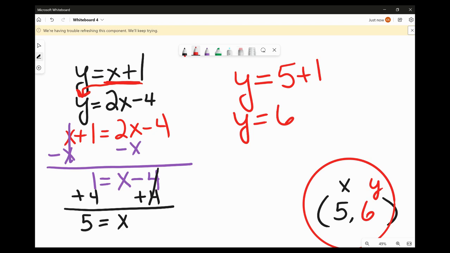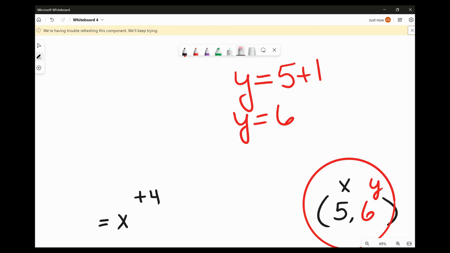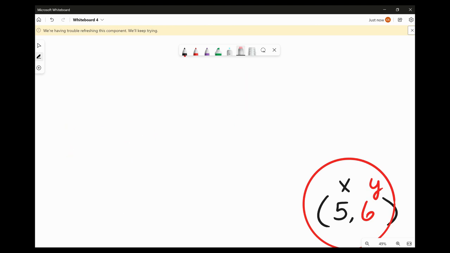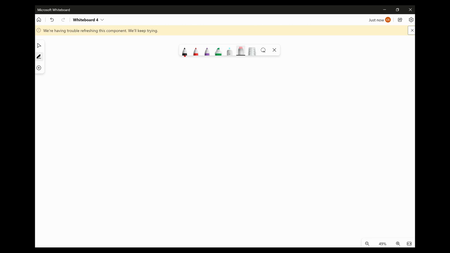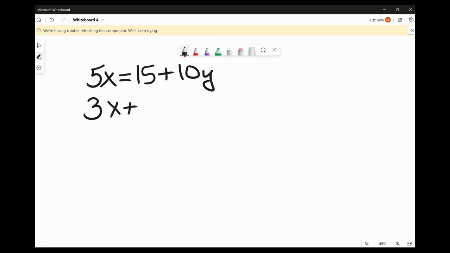All right, now we're going to do one that's a little bit more difficult, but this is the hardest you'll have for a substitution problem. And it looks like this. We have 5x equals 15 plus 10y, and then we have 3x plus 5y equals 31.